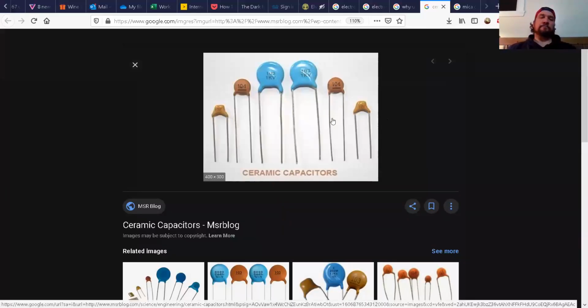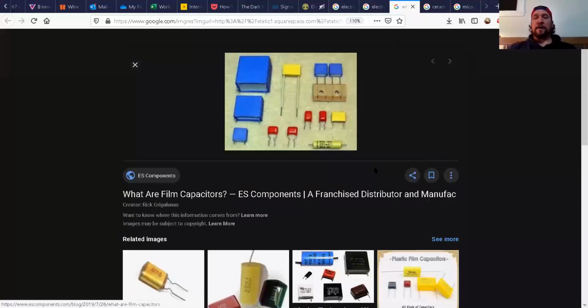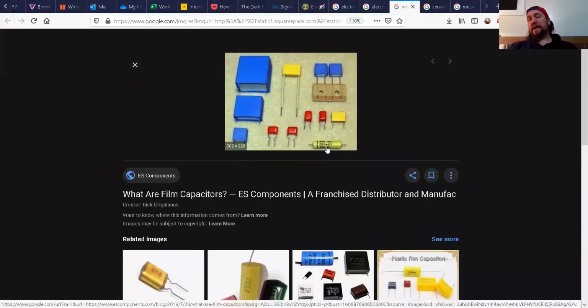Very generic looking. This is going to be the majority of the ones that you're going to see, at least in most of our courses. Then we have the plastic film ones, and they come in all sorts of different shapes and sizes, as you can see. The one that we'll see most often is like this, where the legs are off on the ends. This is what we call an axial capacitor or an axial component, where the legs come out the end, just like a resistor. Resistor is an axial component as well.